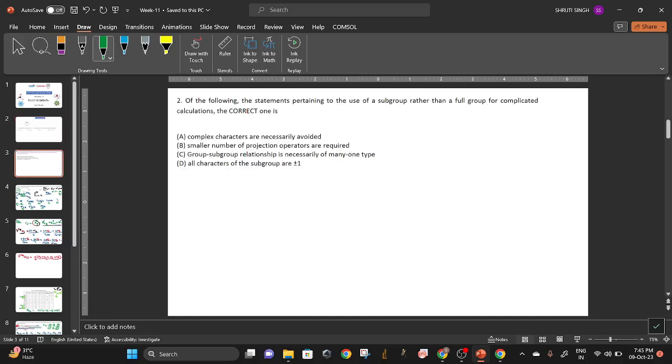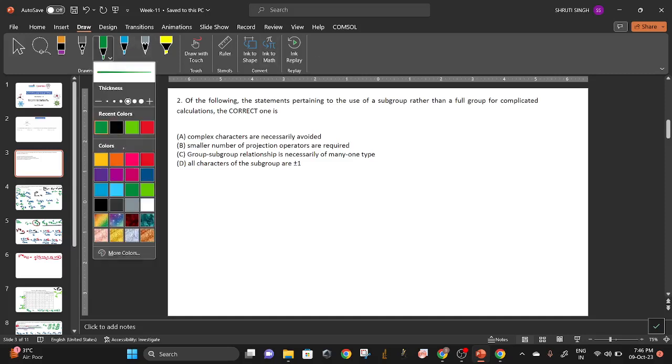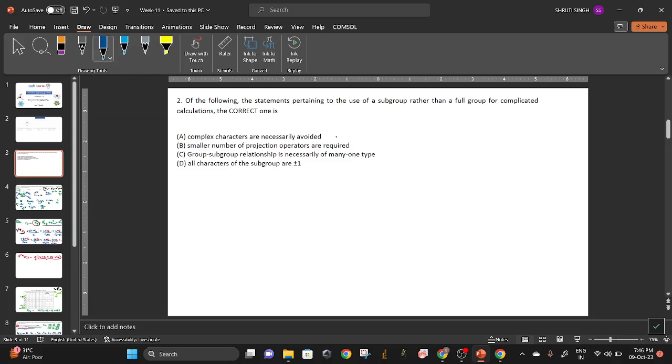Of the following, the statements pertaining to the use of a subgroup rather than a full group for complicated calculation, the correct one is: complex characters are necessarily avoided, smaller number of projection operators required, group subgroup relationship is necessarily of many-one type, all characters of the subgroup are +1. So here, we had a question regarding complete and incomplete projection operators, right? Now the question is about group and subgroup.